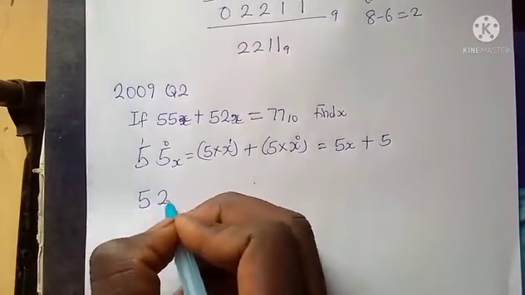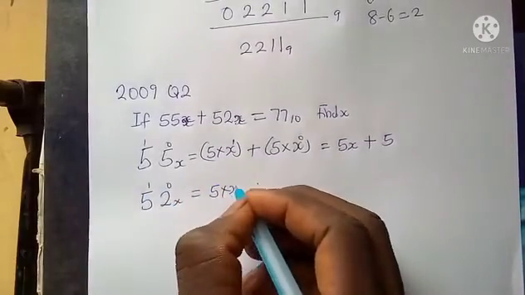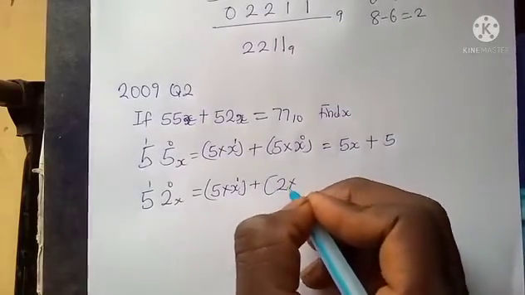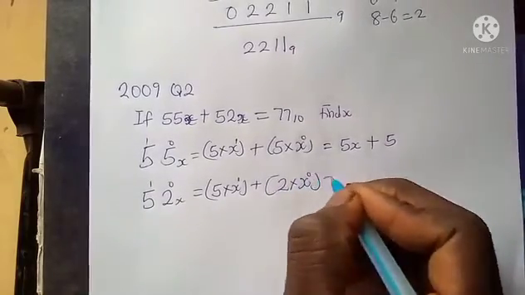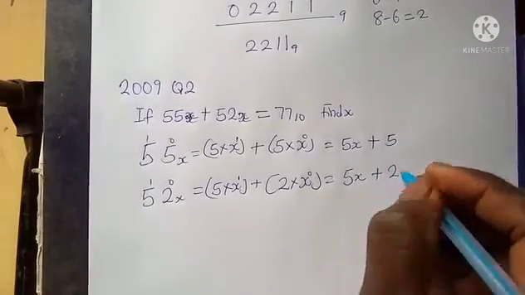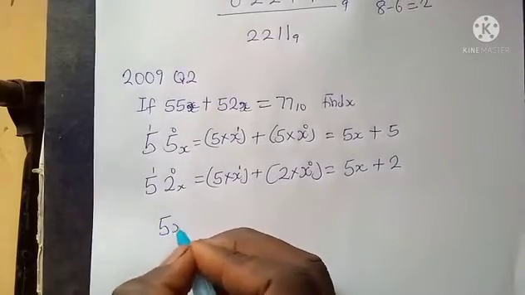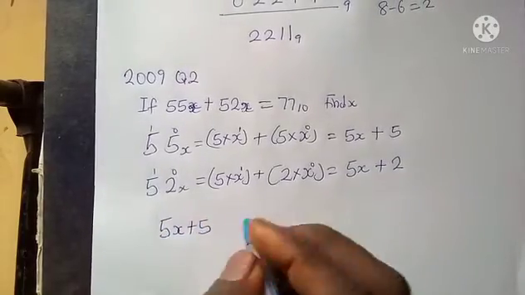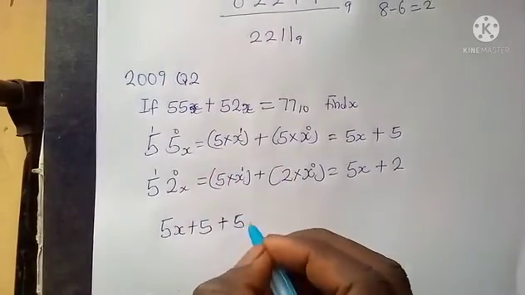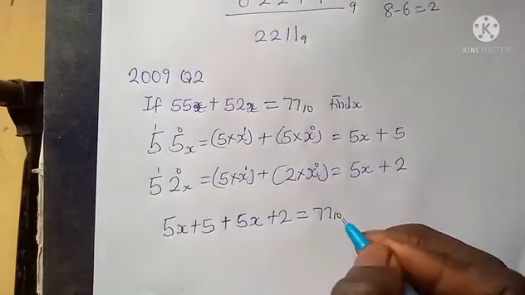We have 52 base x. So 5 multiplied by x raised to the power of 1 plus 2 multiplied by x raised to the power of 0 is equal to 5x plus 2. So bring those answers together: 5x plus 5, then plus 5x plus 2, which is equal to 77 base 10.